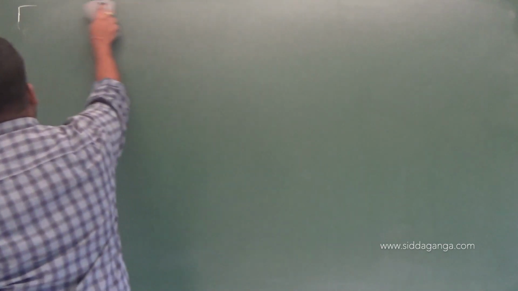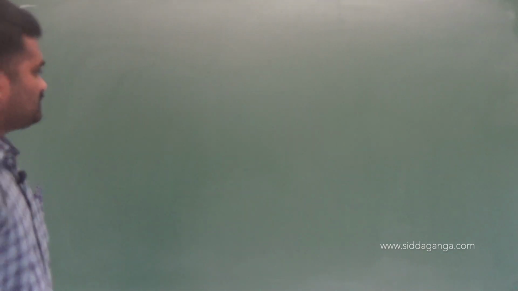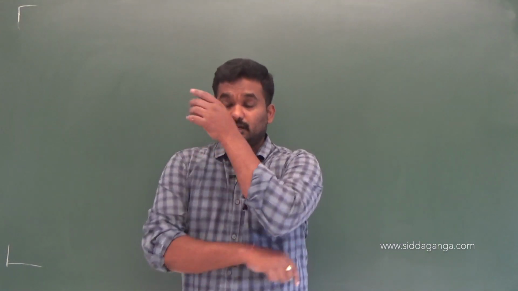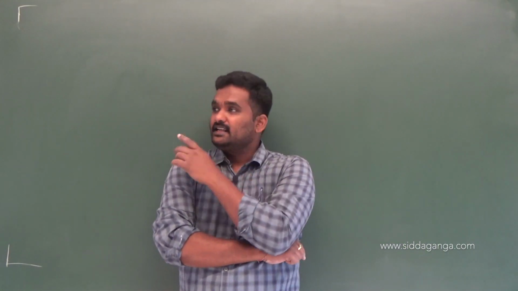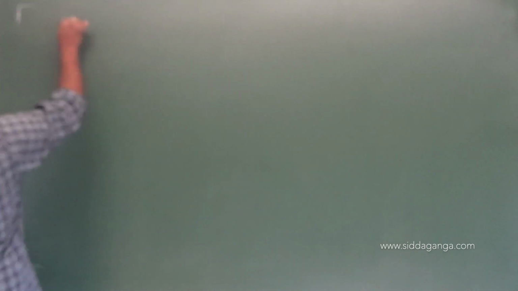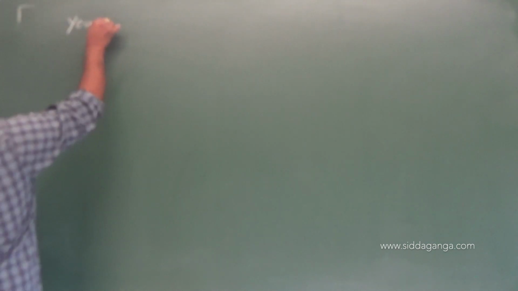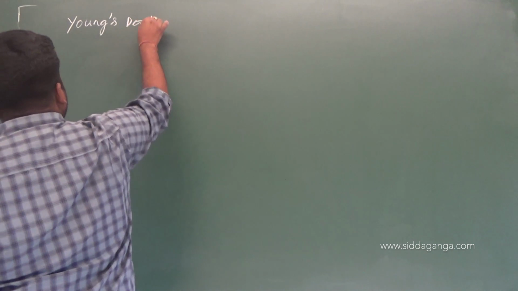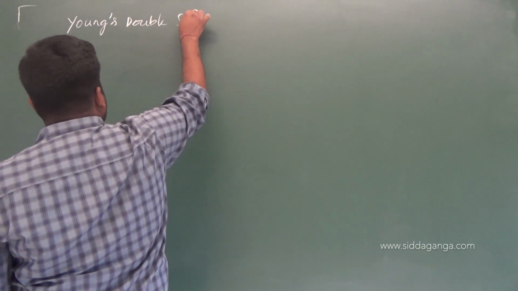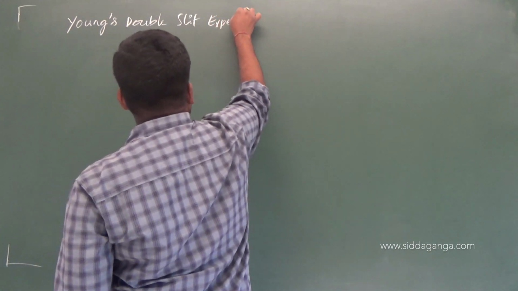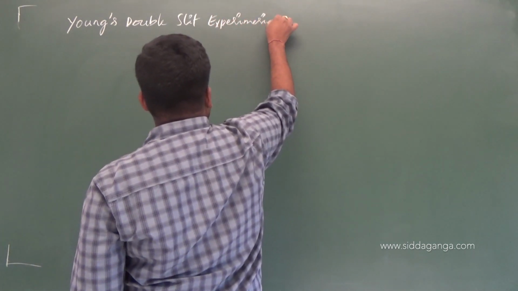Practically, one person named Young is a person who has demonstrated this experiment. Young demonstrated the experiment of what? Young's double slit experiment. Generally we used to say Young's double slit experiment. What is that? The person's name is Young, and it is Young's double slit experiment.